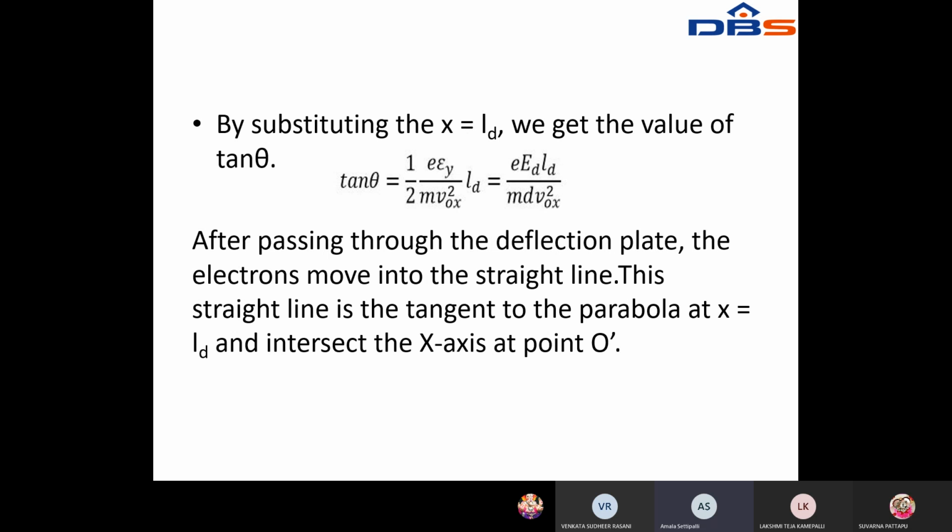In the place of x, you can substitute l. You get the value of tan theta. So dy by dx is nothing but tan theta. At that time, you can write tan theta equal to half eE_y by m v_0 square into l. So that means E_y is nothing but E_d by d. So in the previous equation, you can substitute that value.